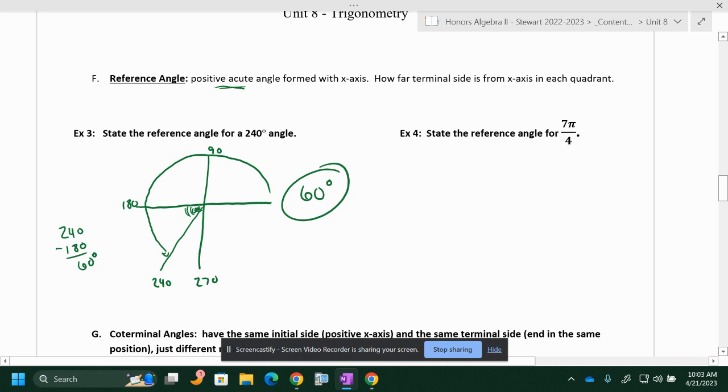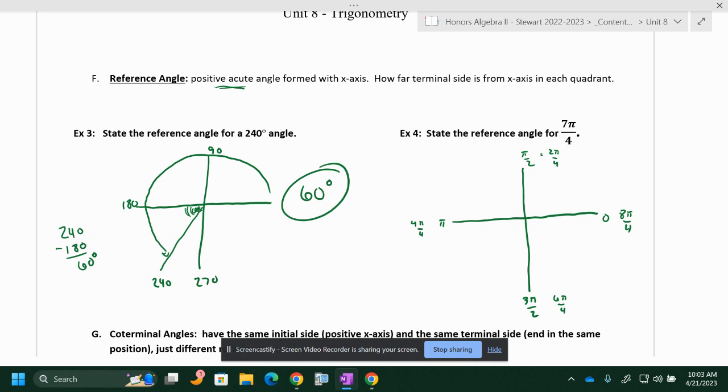Example number 4, state the reference angle for 7 pi over 4. So I'm going to do these again: pi over 2, pi, 3 pi over 2. None of those are in fourths, but you can convert them. Pi over 2 is the same as 2 pi over 4, this is 4 pi over 4, this is 6 pi over 4, and then this would be 8 pi over 4, technically, if we were going to keep going. Or you can also convert it into degrees and find it using that.